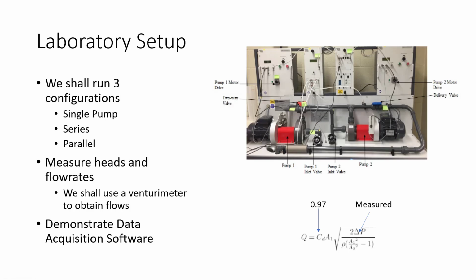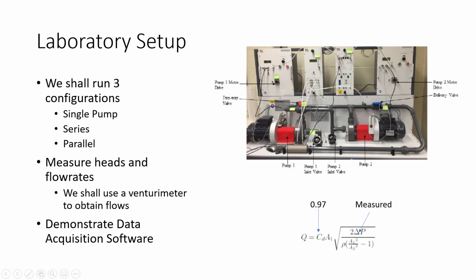So what we have in our laboratory is a pump setup. We have two pumps, pump 1 and pump 2, and we have piping and valves. And this valve essentially is a two-way valve which we can move to make the flow go either to just pump 1, or from pump 1 to pump 2 in series, and then from pump 1 to pump 2 in parallel. And then we have a delivery valve which we use to control our flow rate.